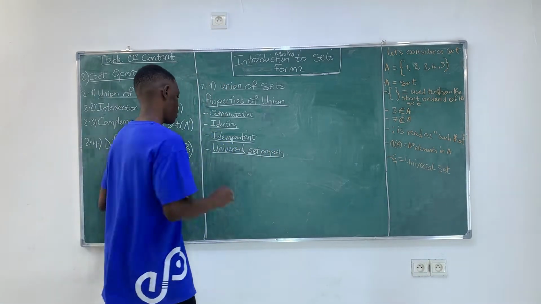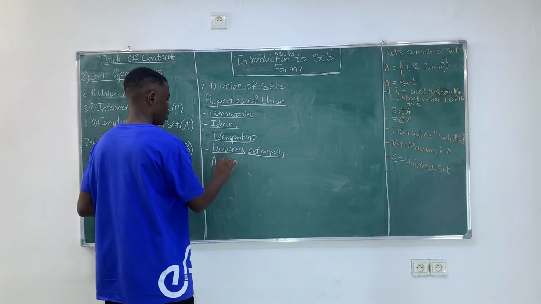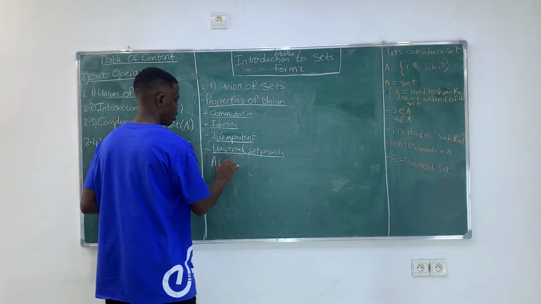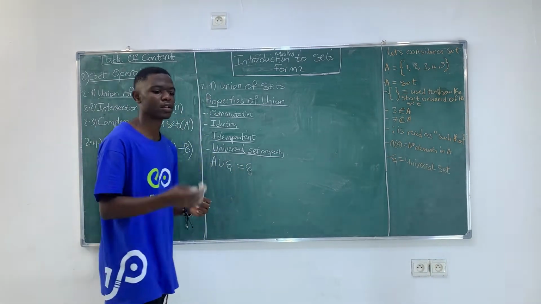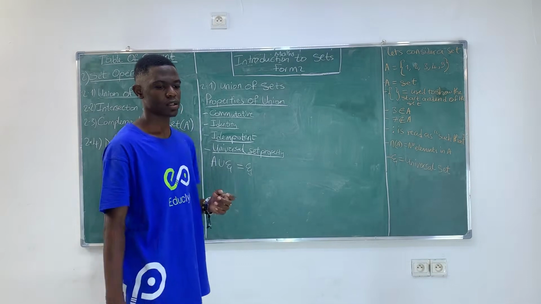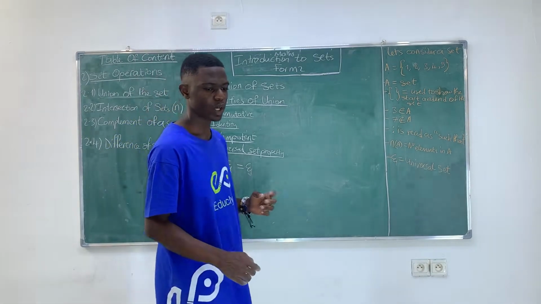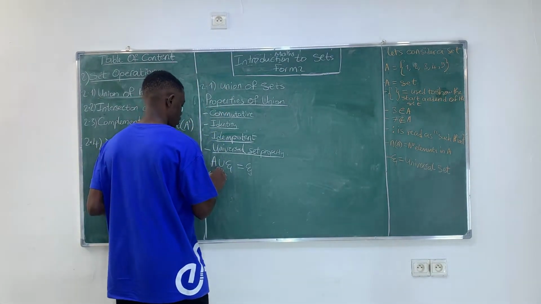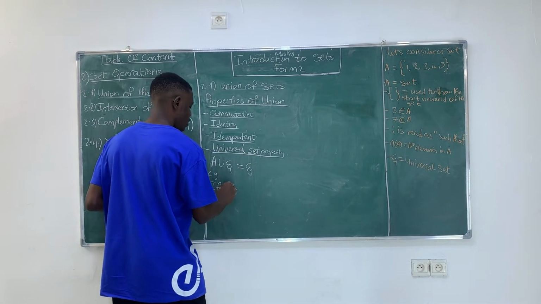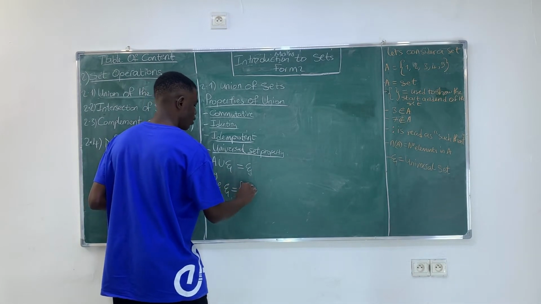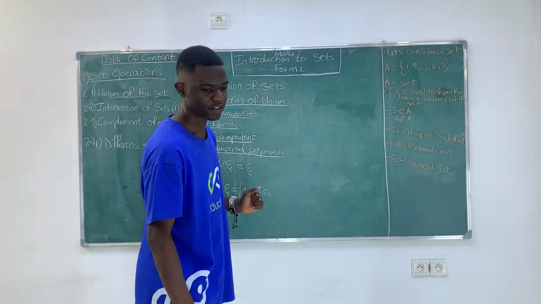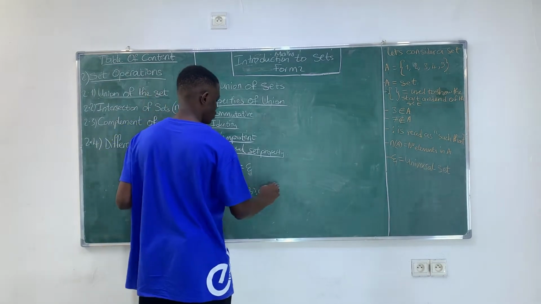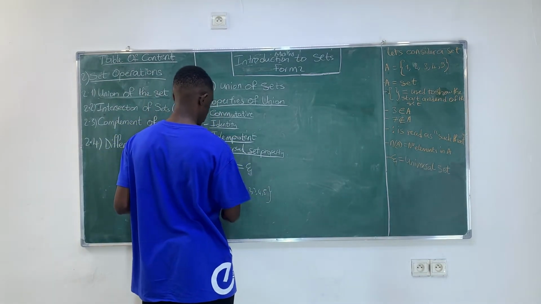So what does it state? It says that A union the universal set is equal to that same universal set. That's what it states. For example, if our universal set is 1, 2, 3, 4, 5, and A is equal to 1, 2.